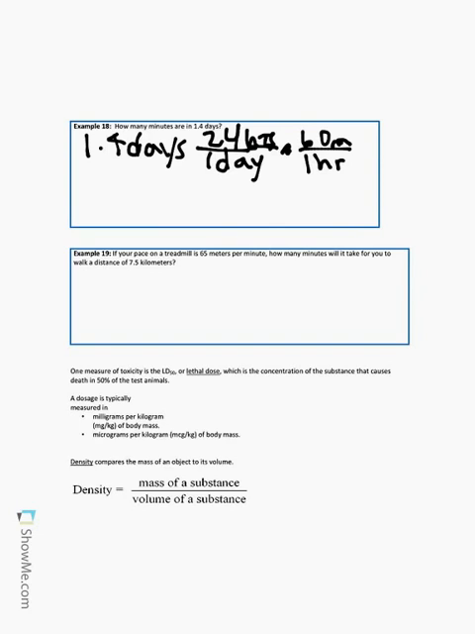This is another example of a two-step calculation. I don't know how many minutes are in a day, but I know how many hours are in a day, and I know how many minutes are in an hour. So my days cancel, my hours cancel, and I am left with minutes. So 1.4 times 24 times 60 in my calculator tells me that there are 2016 minutes in one day. I'm sorry, in 1.4 days.